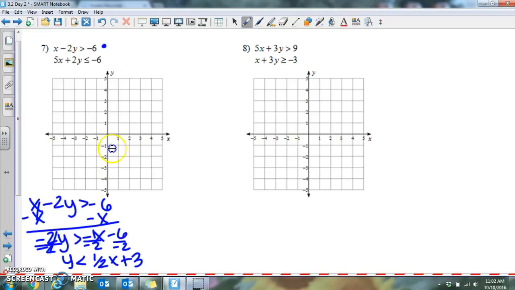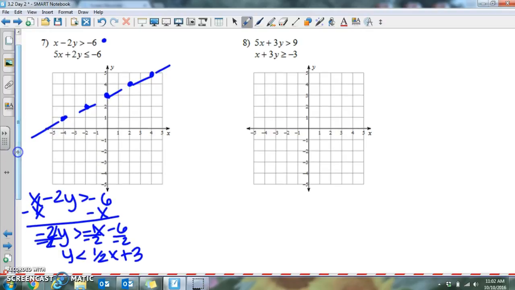So once you have this, you're going to go ahead and plot your line. So I'm going to start at positive 3 on the y-axis. My slope is positive 1/2, so I'm going to go up 1, right 2, up 1, right 2, down 1, left 2, down 1, left 2. And this would be a dashed line.